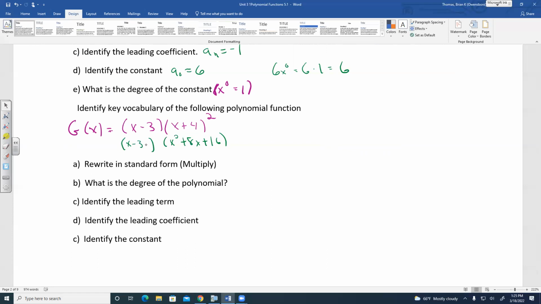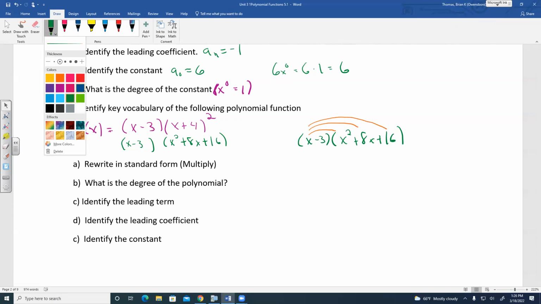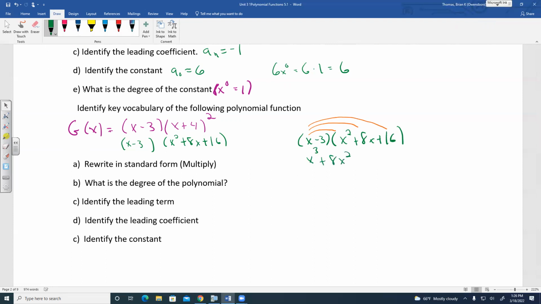But notice I really don't have enough room there, so I need to bring this over a little bit. x minus 3 times x squared plus 8x plus 16. So if I want to expand this out, I have to distribute the x through there. So this x has to go through each one of these terms to start with. So I have x times x squared would be x to the third. x times 8x would be 8x squared. x times 16 would be 16x.